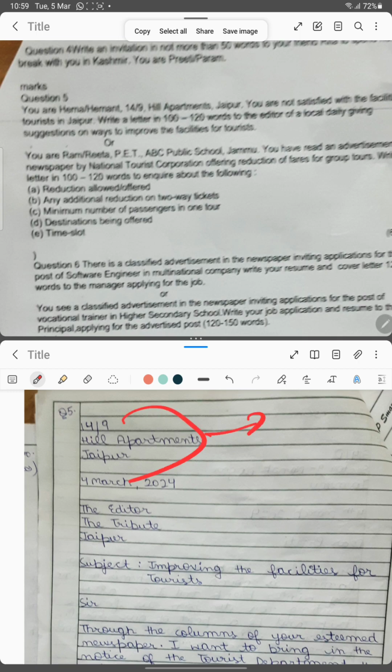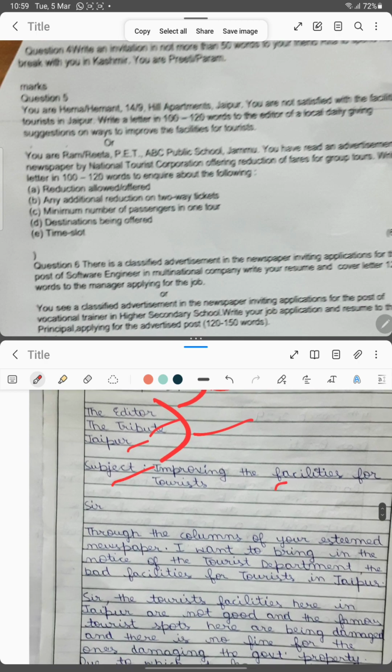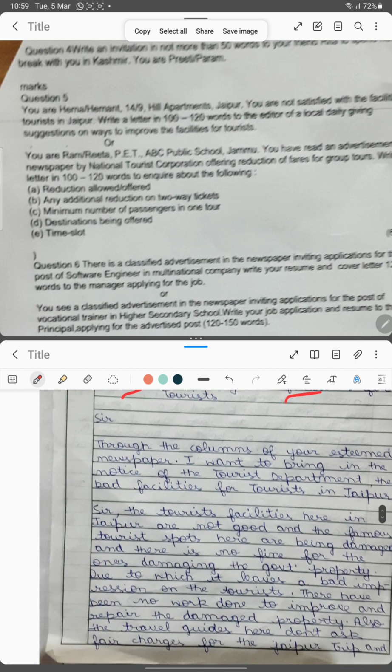This is the sender's address. It is given in the question. This is date. Receiver's address. Receiver is the editor of a newspaper. The Tribune is written. You can write the name of any newspaper here. Subject: improving the facilities for tourists.